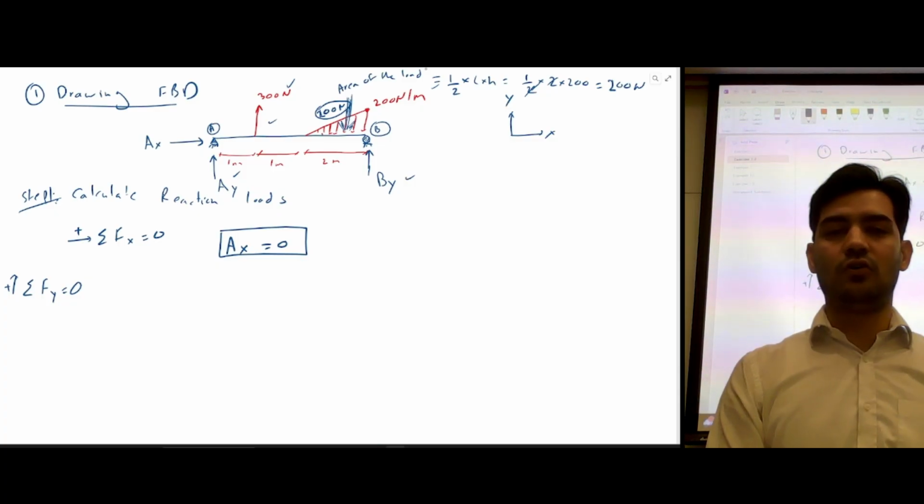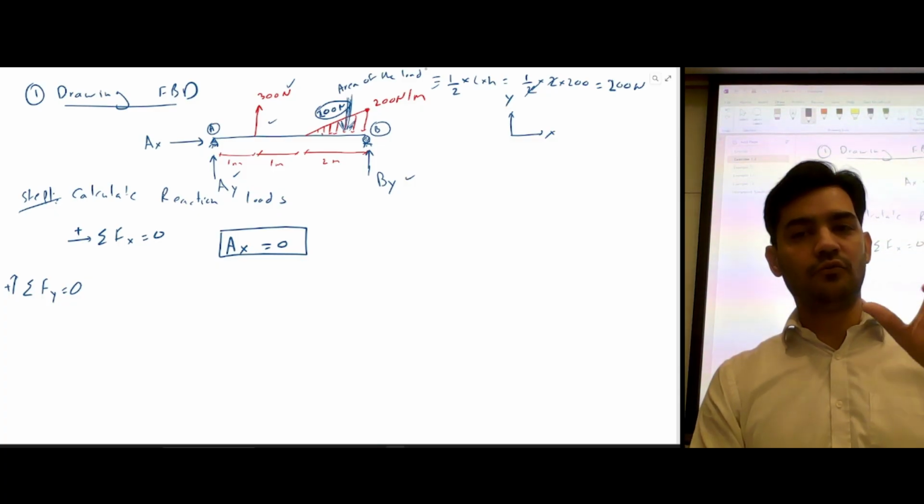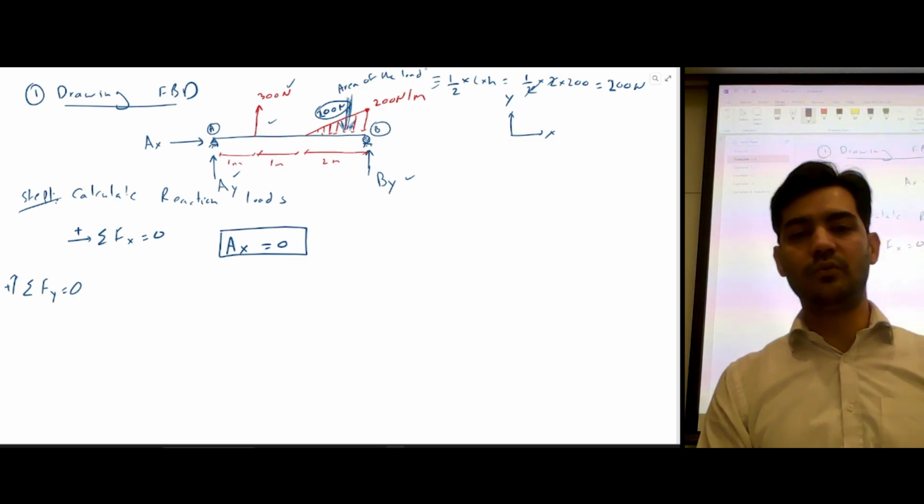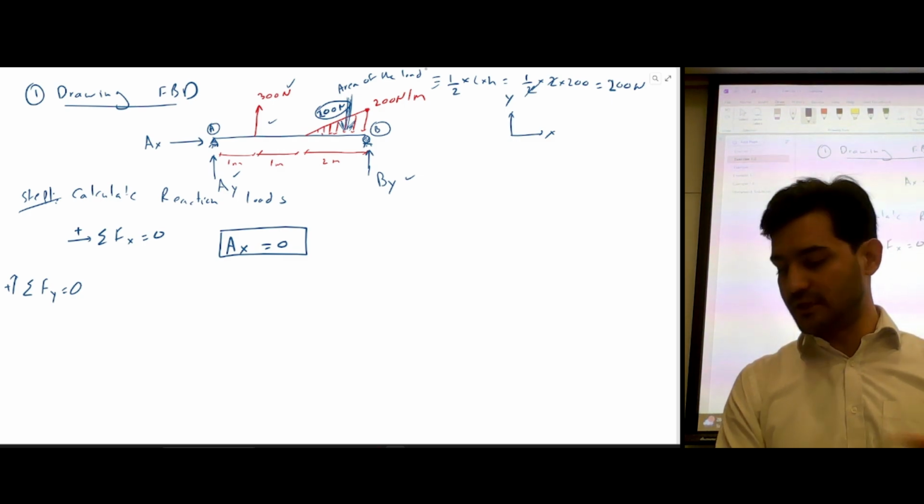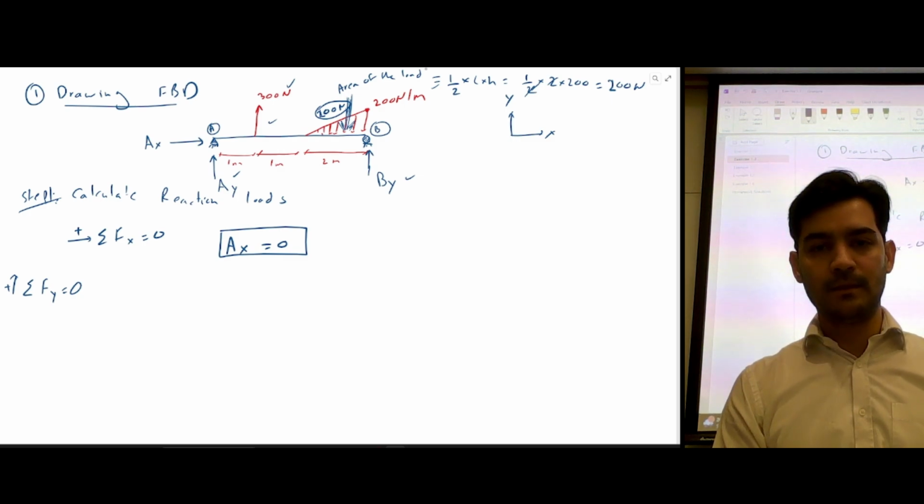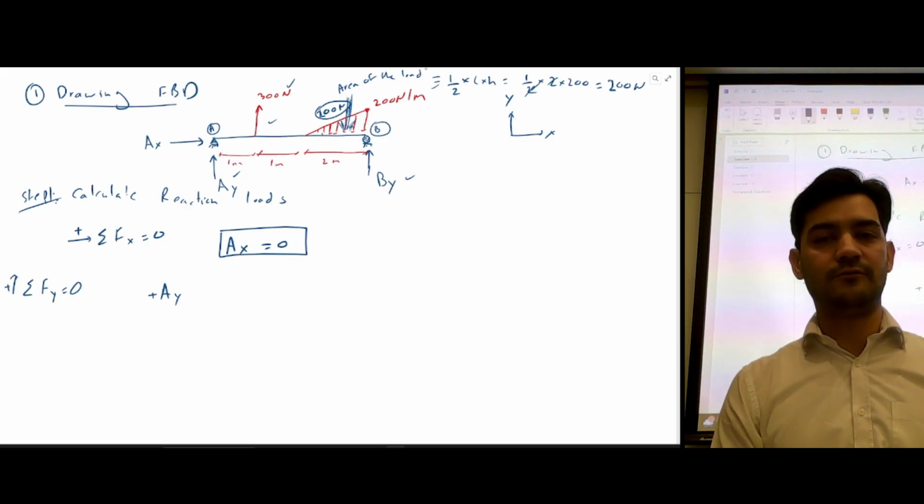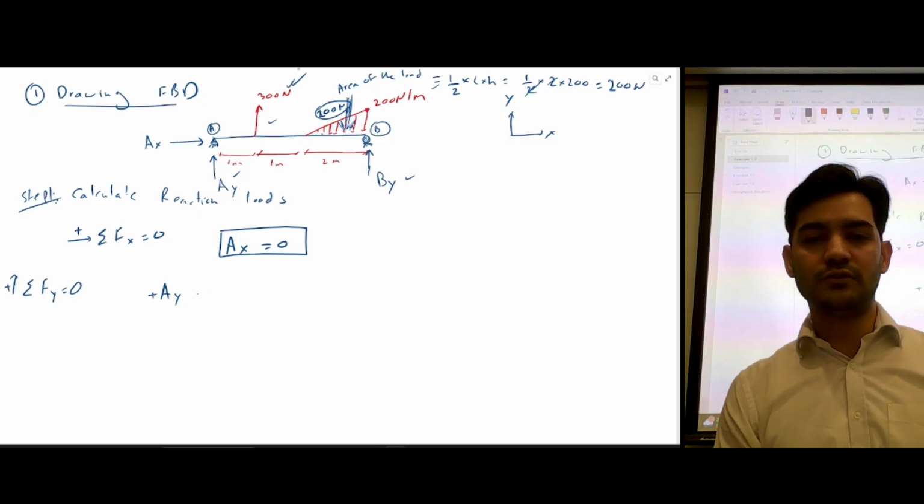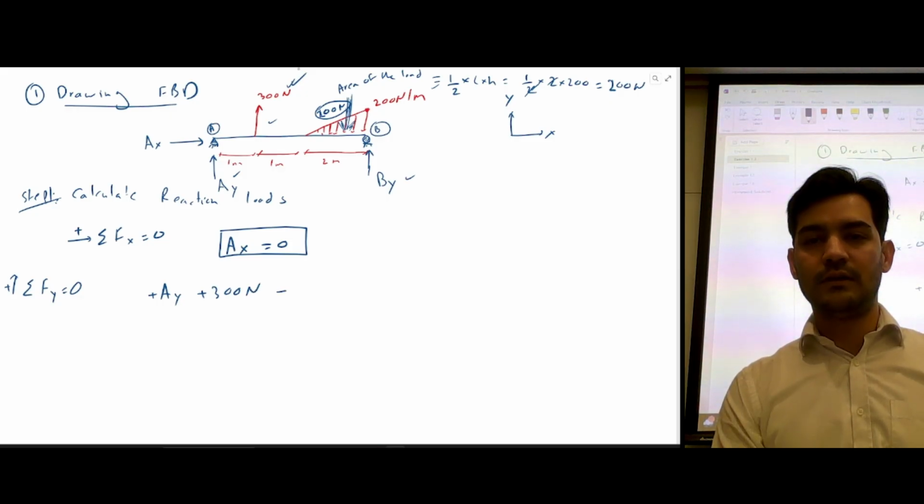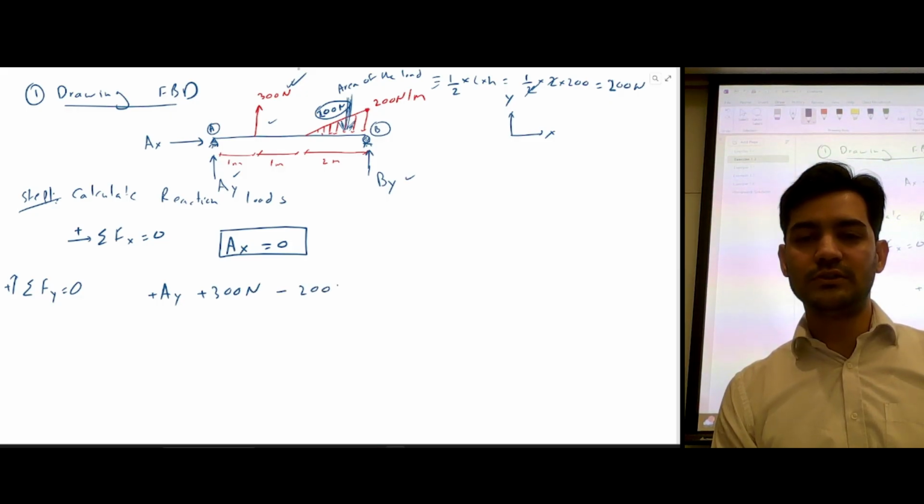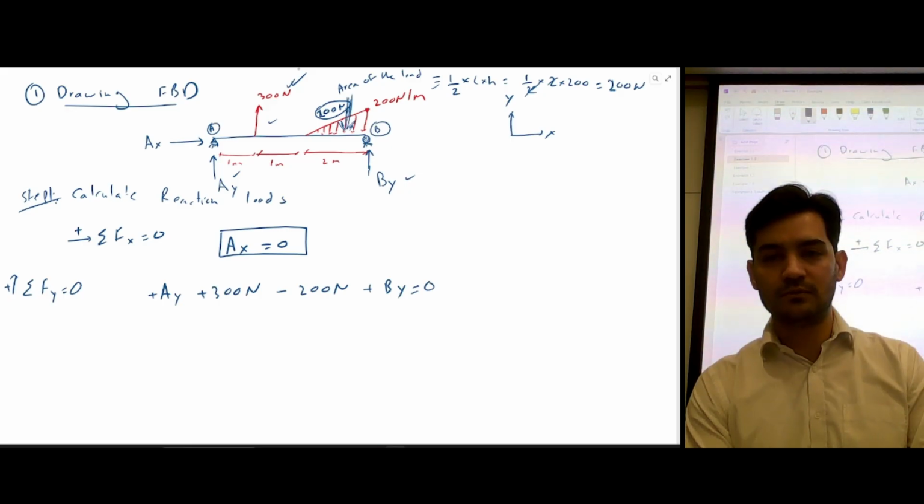So that's the overall resultant force of this triangular distributed load. Now we can do the summation of forces. I can see this AY is acting upward, so it's going to be positive. This 300 Newton force is also acting upward, so that's also positive. And this is 200, which is negative, and then you have another force which is upward, which is positive, is equal to 0.